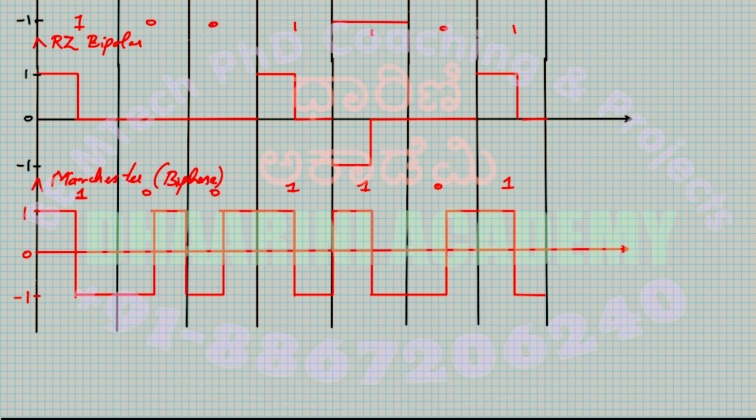Okay, so that's what will be the representation of Manchester. Do you have any doubt with any of these plottings? All right. Okay. Now we'll proceed.